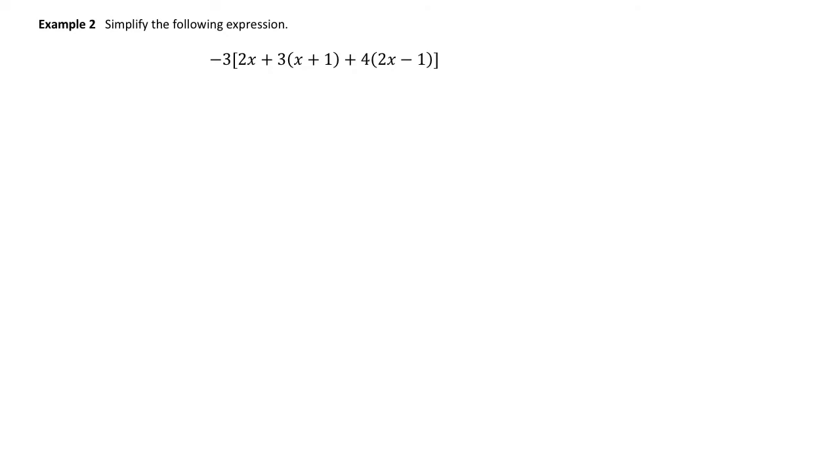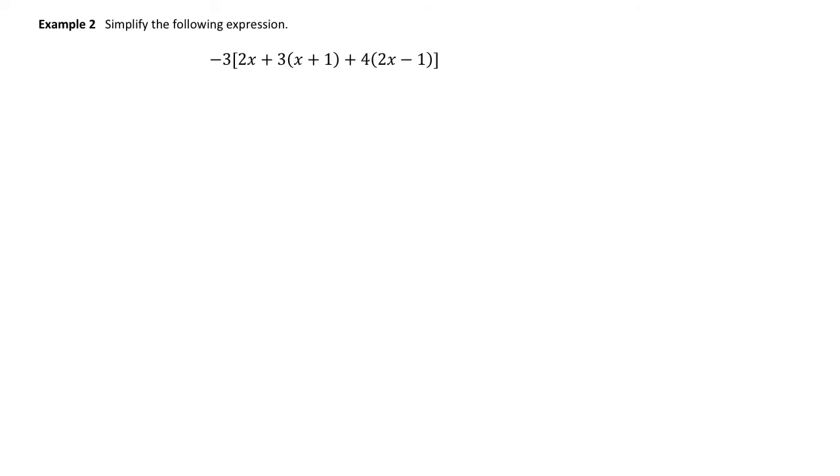So for example 2, same idea. I want to multiply this expression out. It's just getting a little bit more complicated. The innermost parentheses means I have this 2x, this 3 times x plus 1, and then 4 times 2 minus x. So I'm ignoring this minus 3 and the parenthesis that starts here and ends here. I'm just going to copy that down.